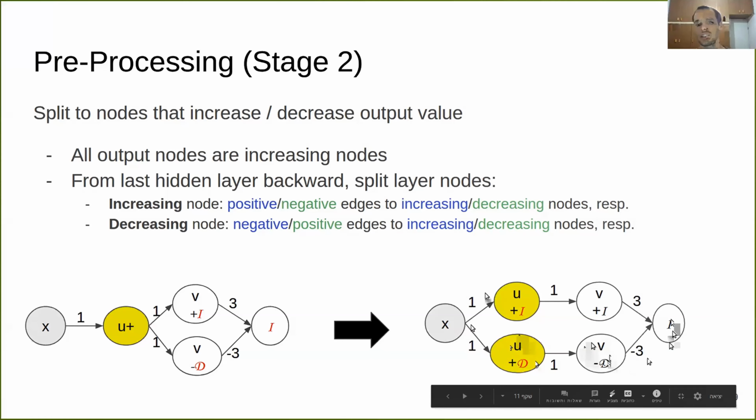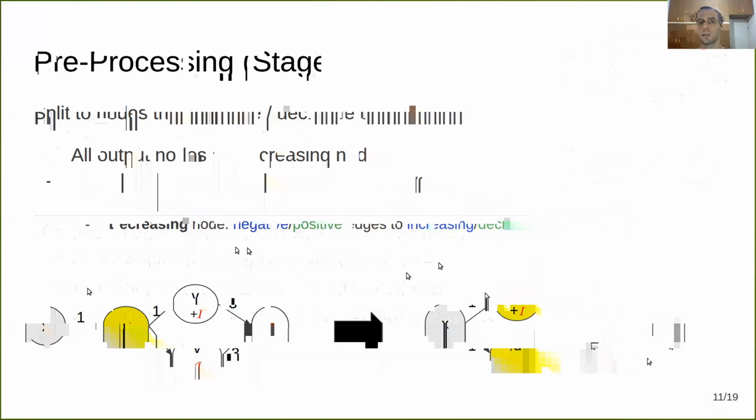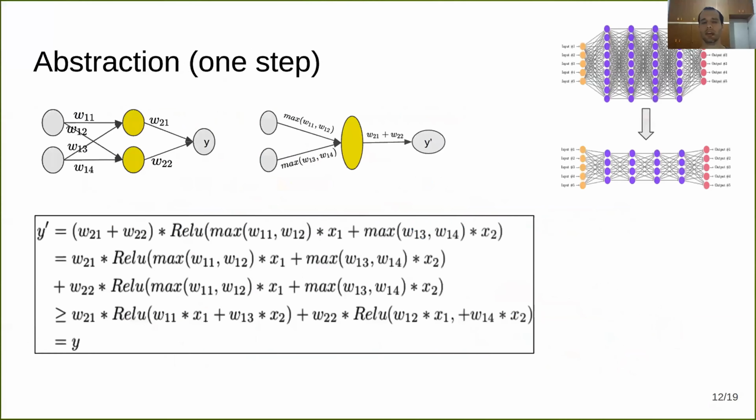And also here, after this stage, the original network and the pre-processed network are the same network. For every input, the output will be equal. So after the pre-process phase, we have 4 types of nodes: the positive increasing, positive decreasing, negative increasing, and negative decreasing nodes.